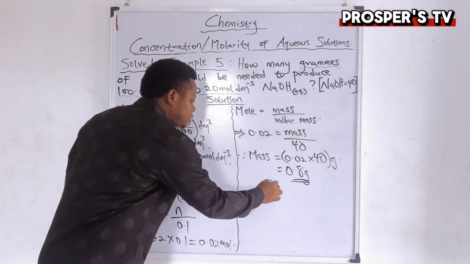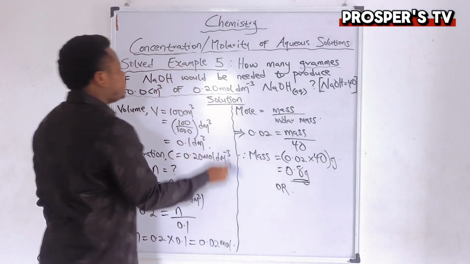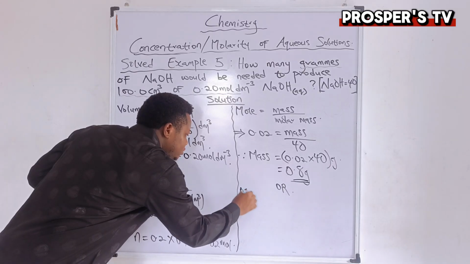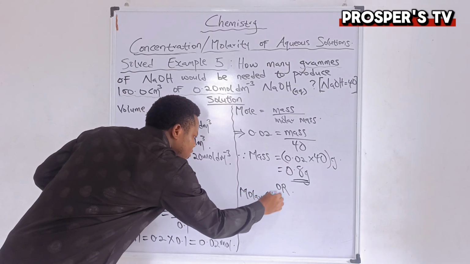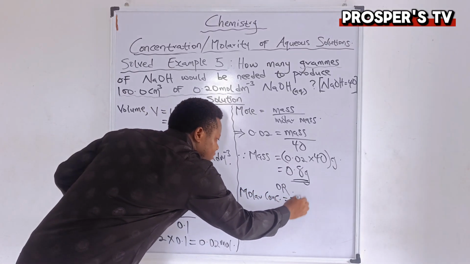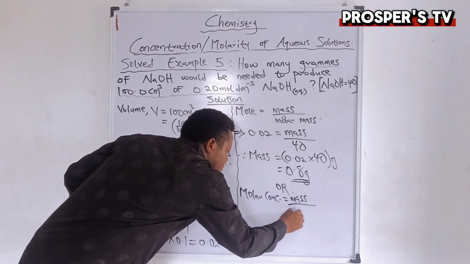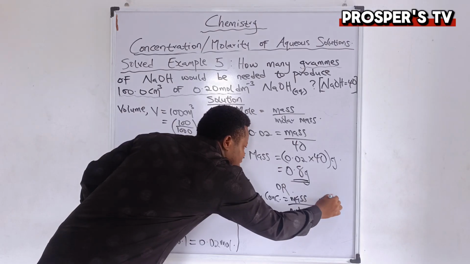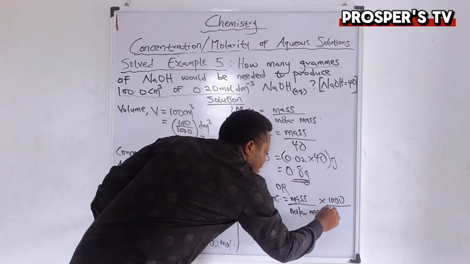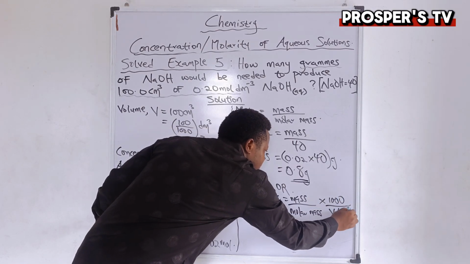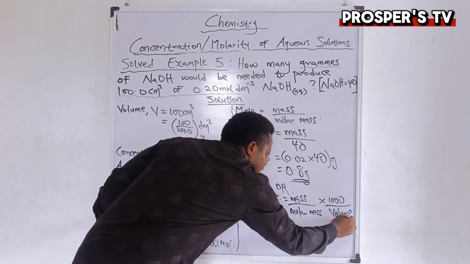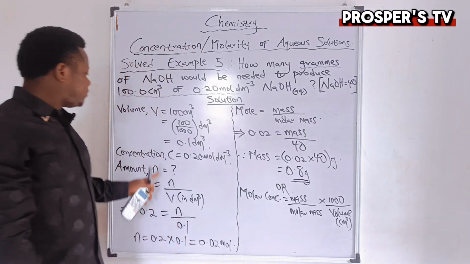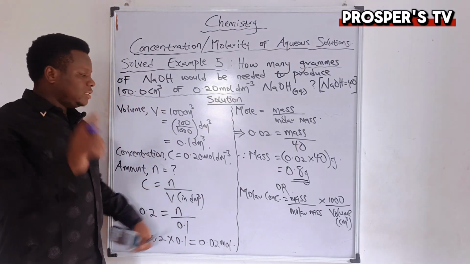Now, if you don't want to go through this route, as usual, any question that has to do with molar concentration and mass, you can use the formula given to you, which states that molar concentration is equal to mass over molar mass times 1000 over volume. The volume here should be in cm cube, remember. When you are using this formula, your volume should be in cm cube. When you're using the first formula, your volume should be in dm cube.